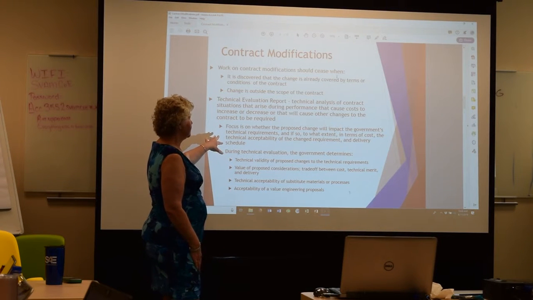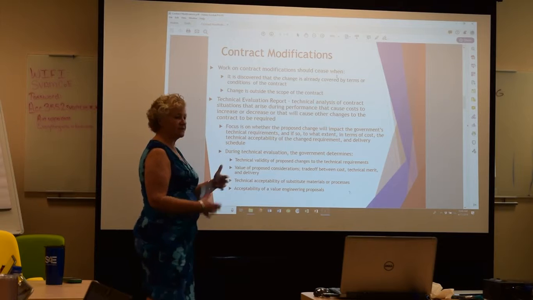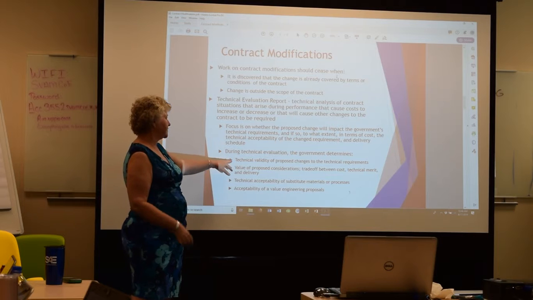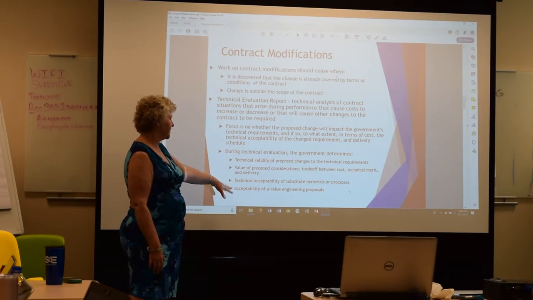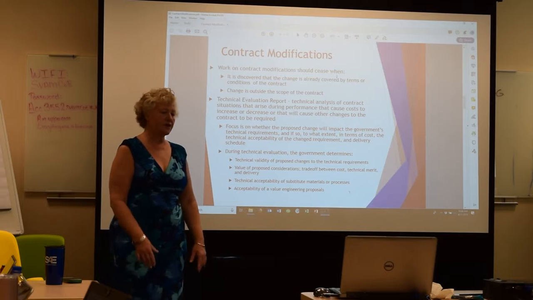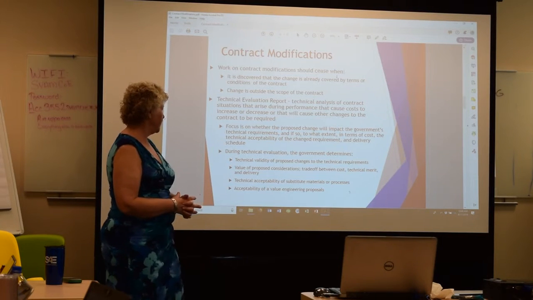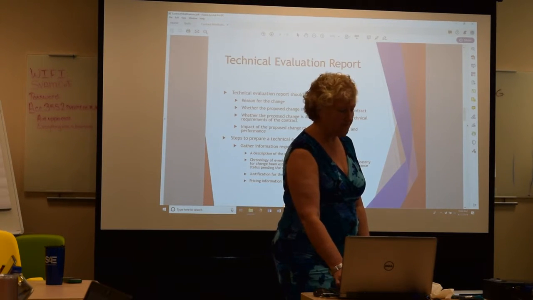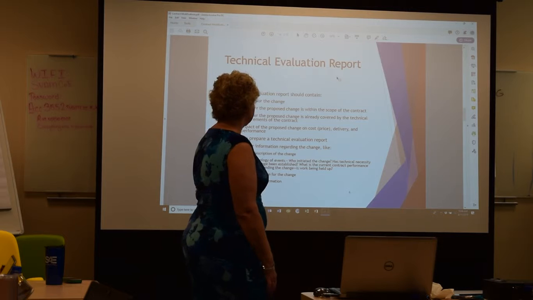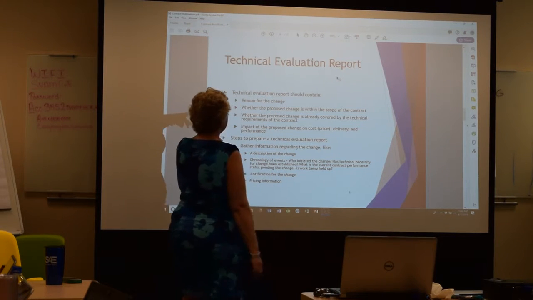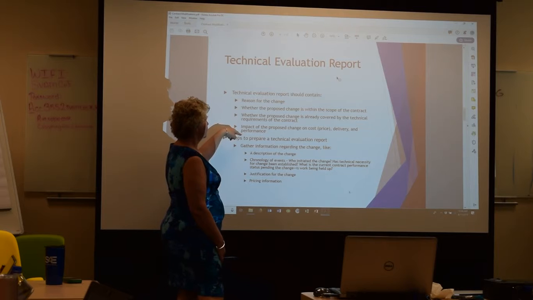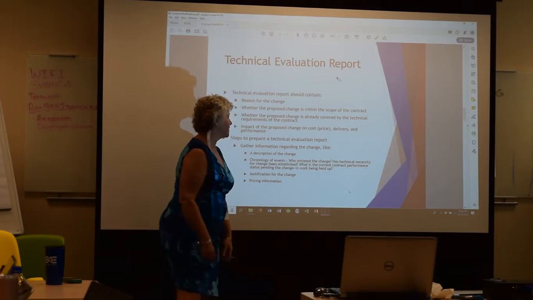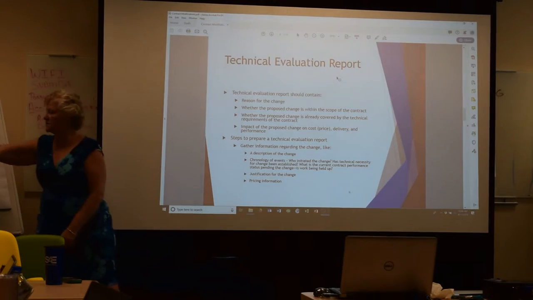The technical evaluation report is the group that looks at our proposal to make sure it's got technical merit and the fact that they still need it. And then during that, they determine technical validity, what the value of it is, whether you can substitute products or services if it's technically acceptable, and then if there's any value engineering change proposal kind of issues in there. This is the report that the technical evaluation team does: reason for the change, whether the change is within scope or out of scope, whether it's already covered, and then what's going to happen in terms of cost, delivery, and performance. This description over here.